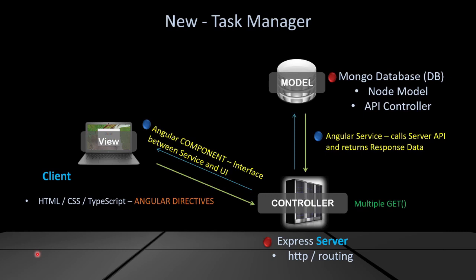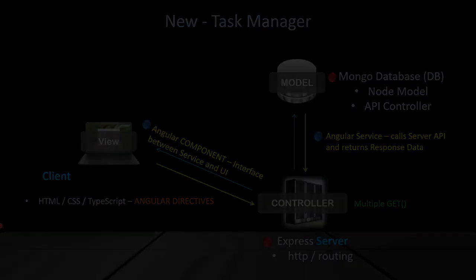Okay, so I hope that's not a confusing way of showing what we're trying to do here with the new task manager. As we get in there, we'll talk about this API controller and the server API. So let's get back into the code.